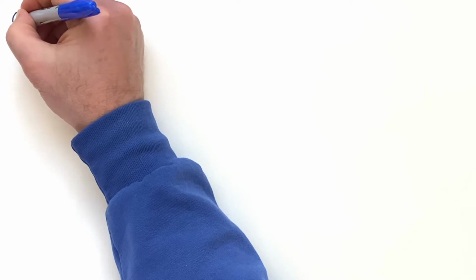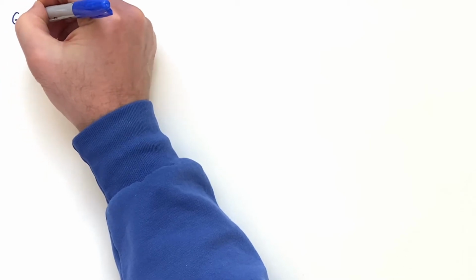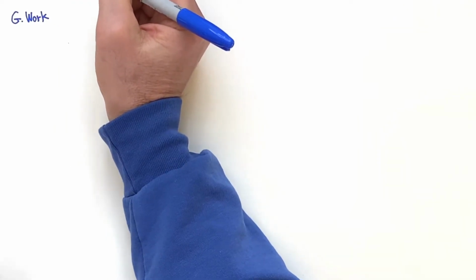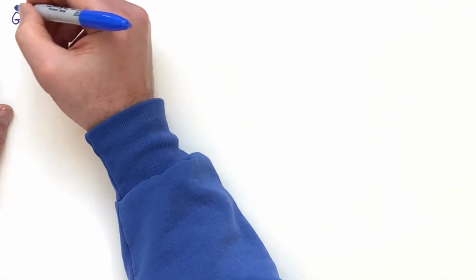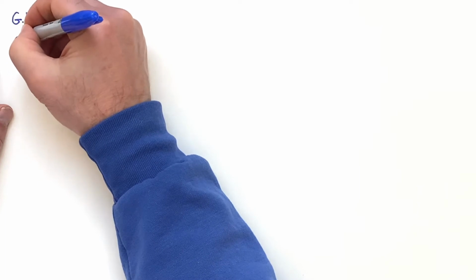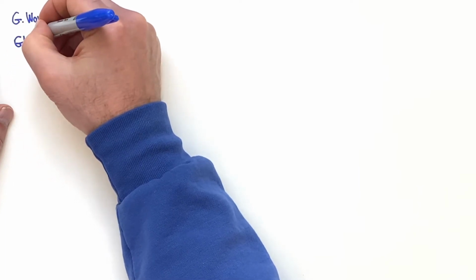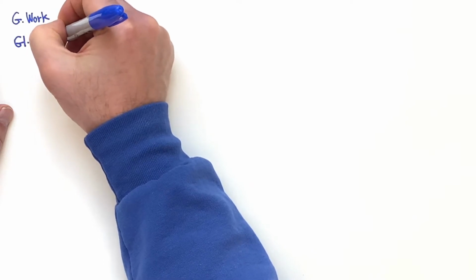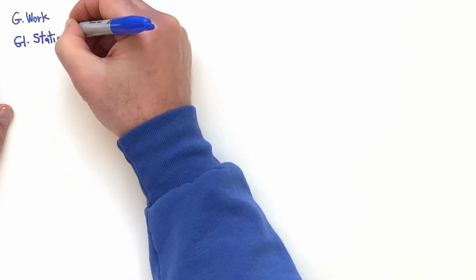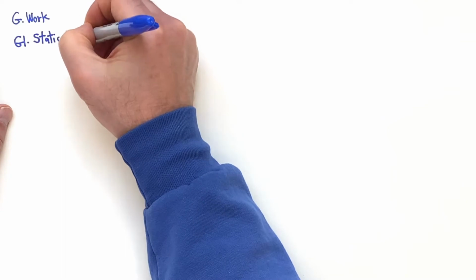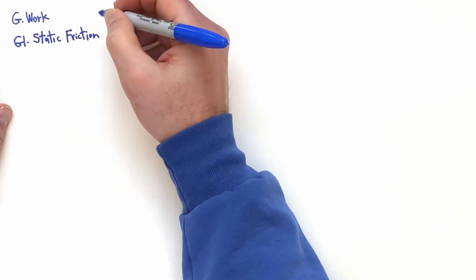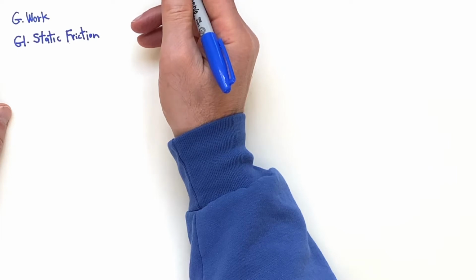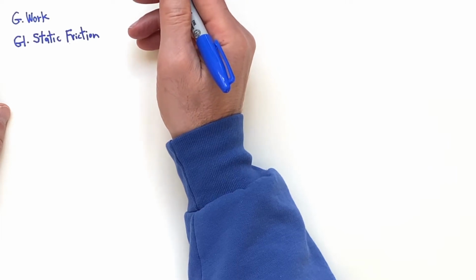This is chapter G on work. And our first section is a little bit of a review of friction. So let's look at static friction review. And here we're going to hold a block up against the wall.